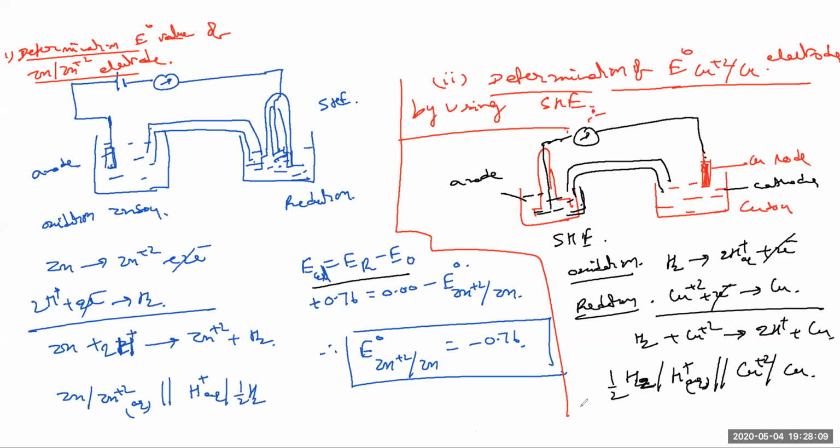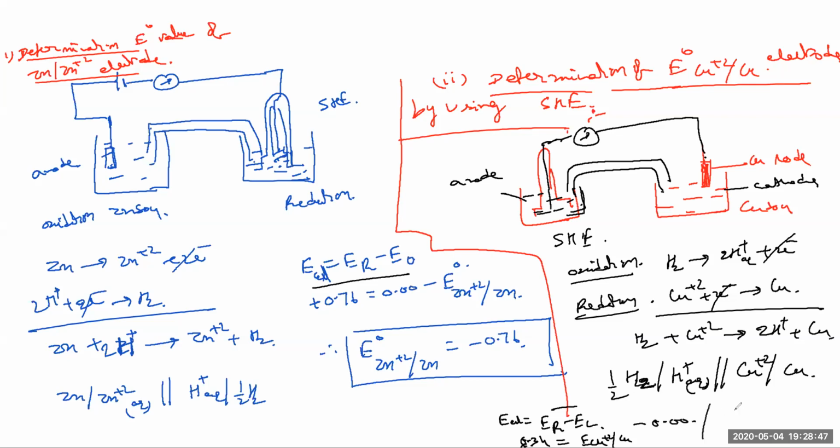What is the formula here? I am writing here. E cell is equal to ER minus EL, right? What is the EL? The E naught value, the experimentally determined EMF of the cell, is 0.34, which is equal to ER, the reduction value. The reduction value is copper, that only you have to find. So ER is Cu2+ to Cu. And what is EL? Oxidation means hydrogen only, so minus 0.00.